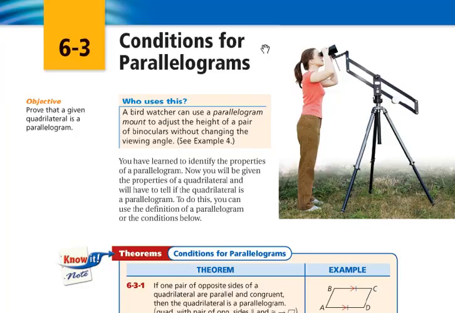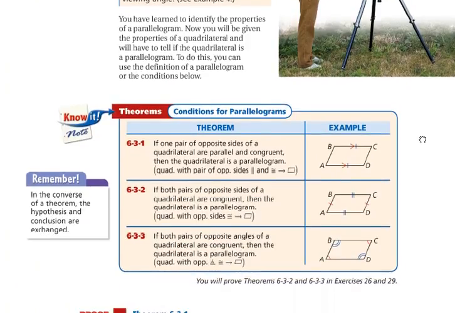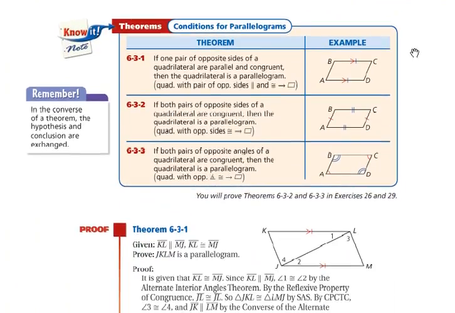I just wanted to go through Chapter 6, Section 3 with you. And we're talking about conditions for parallelograms in this section. If you remember in the last section, we were talking about parallelograms and some of the different properties of parallelograms. So now we're going to talk a little bit more about some of the conditions that are necessary to be a parallelogram. And let's first of all take a look here at some theorems.